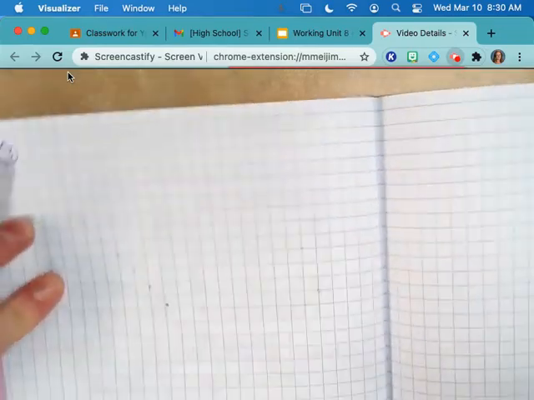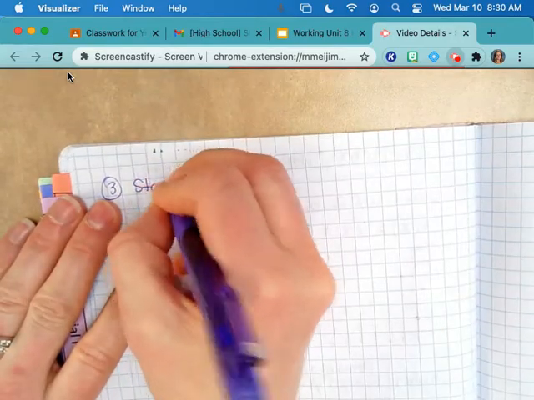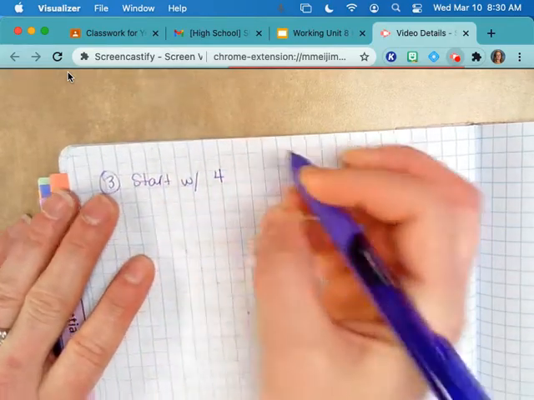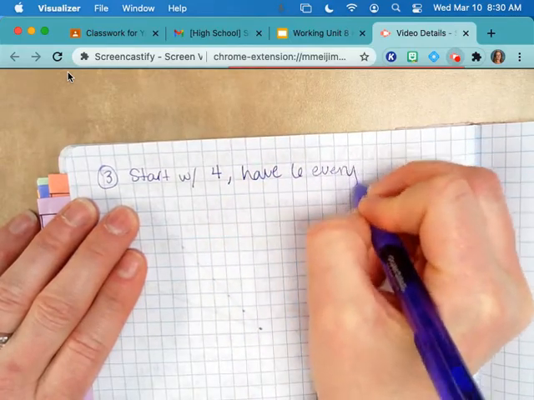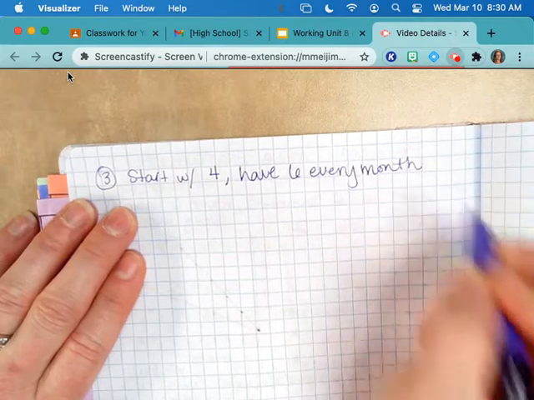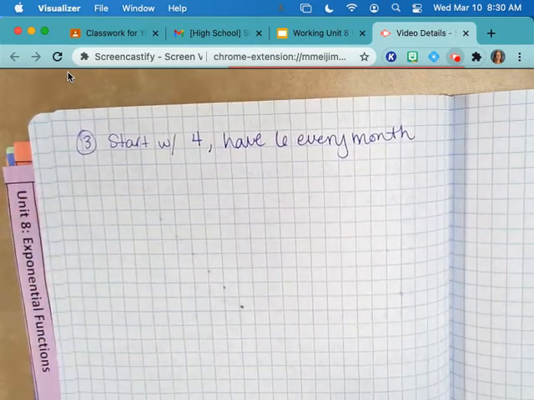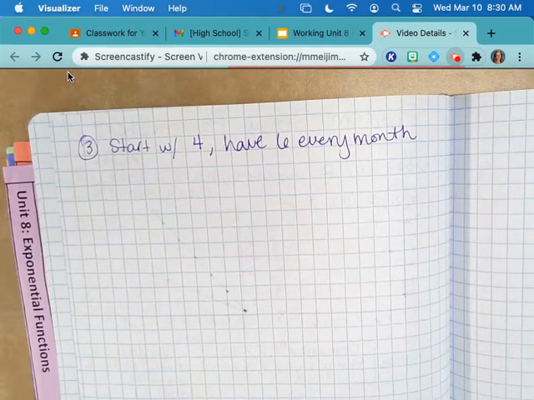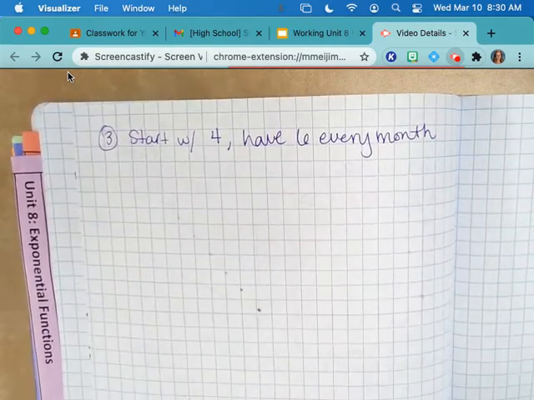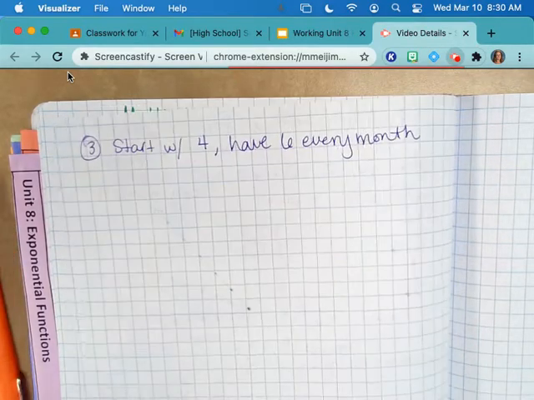Okay, let's go to number 3. I'm starting a new page. So this time we are going to start with 4 and have 6 every month. Go ahead and write the function rule and predict what the graph would look like. And graph it in your calculator using a good window. So do we need to put our graph on? Nah, we won't graph it on our paper this time.